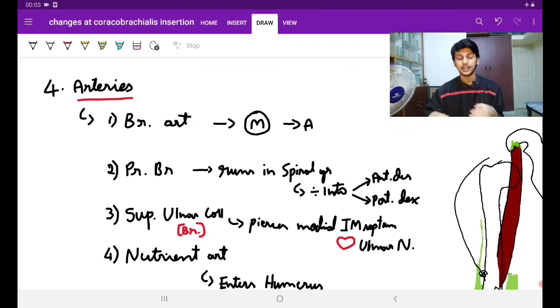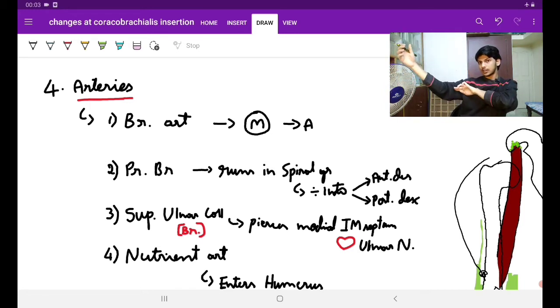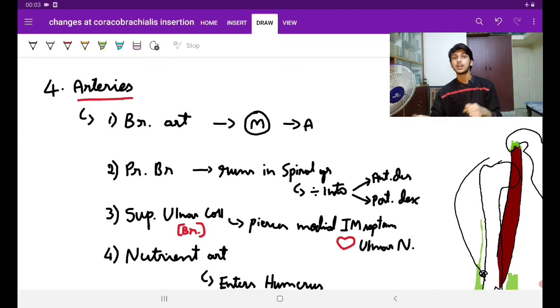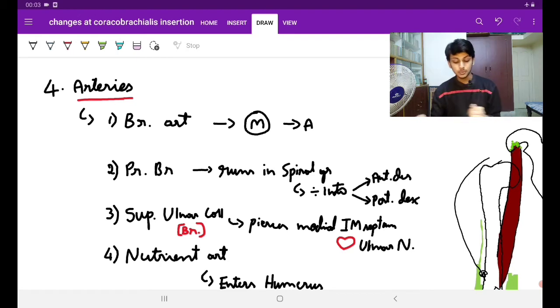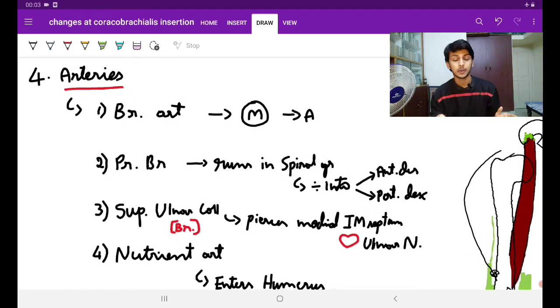So axillary artery is coming like this in the axilla and then continues as brachial artery in the medial side of the arm. So if this is the level of insertion of coracobrachialis, what was medial starts going anteriorly. So that happens at the level of insertion of coracobrachialis muscle.